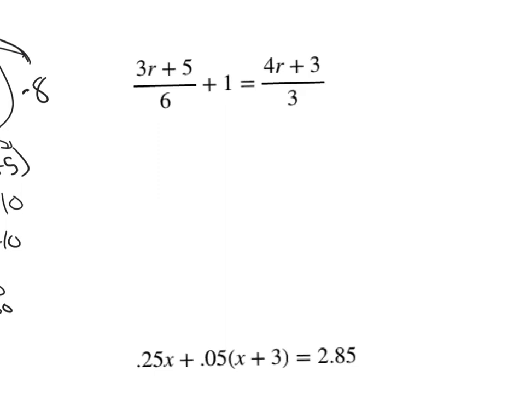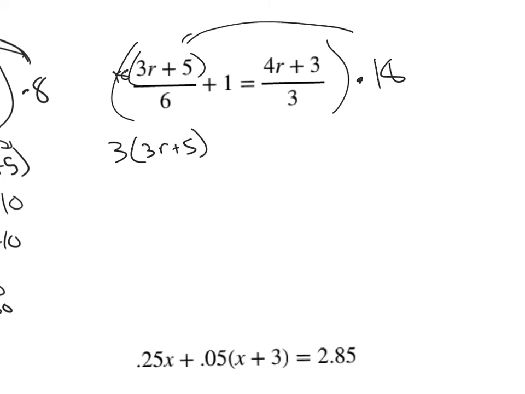Same thing here. We have two different numbers in the denominator. So I want to take those numbers 6 and 3, multiply them together. Multiplying those together will give me 18. So I'm going to multiply this entire equation by 18. So when I do that, once again, multiplying it times this first one, we're just going to put this in parentheses and multiply it times 18. 6 goes into 18 3 times. So I'm going to throw a 3 outside the parentheses and then leave 3r plus 5 the same.